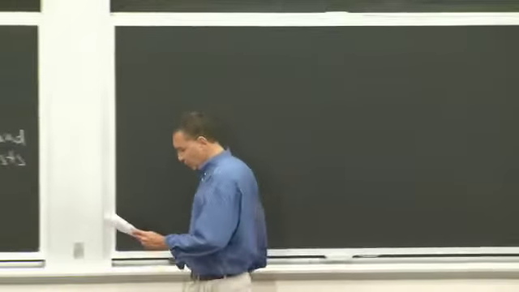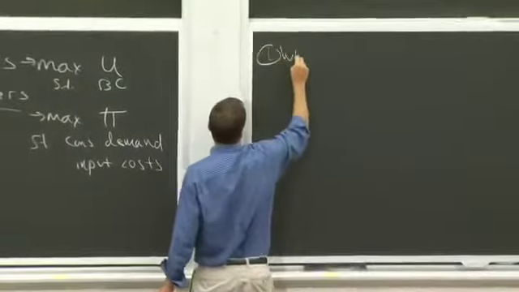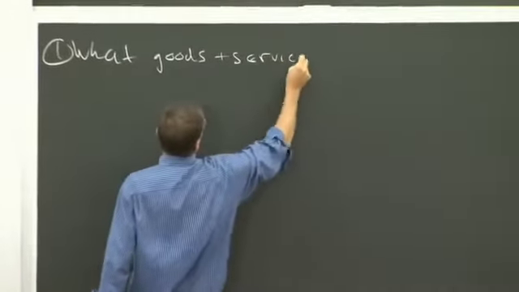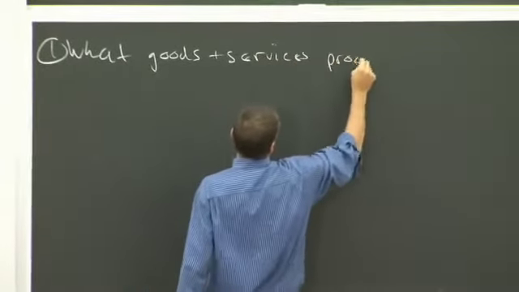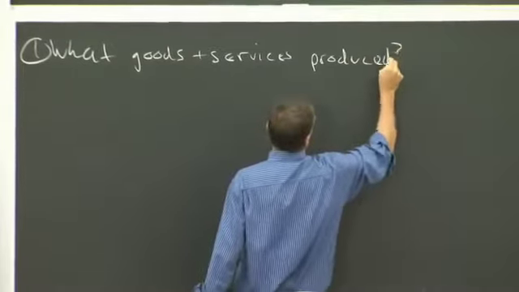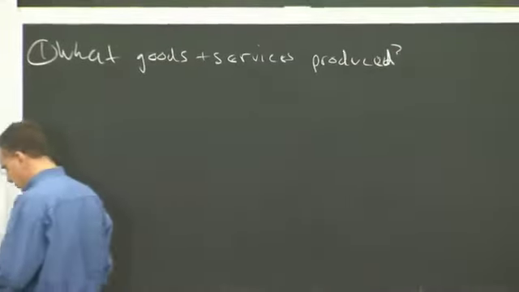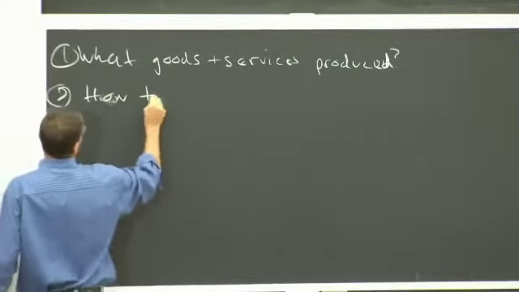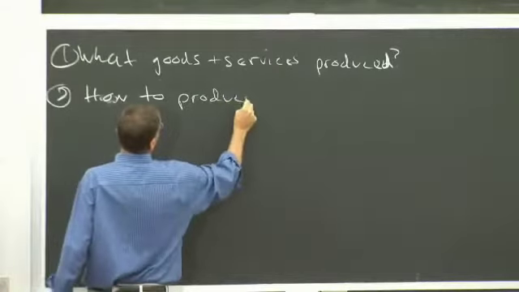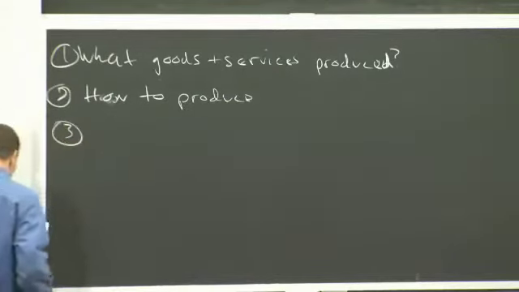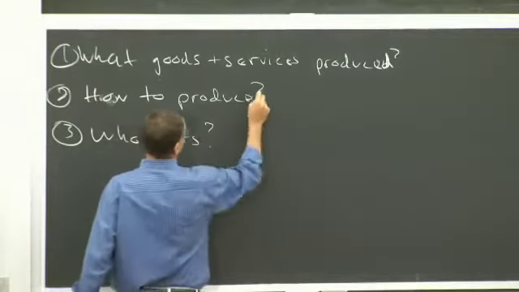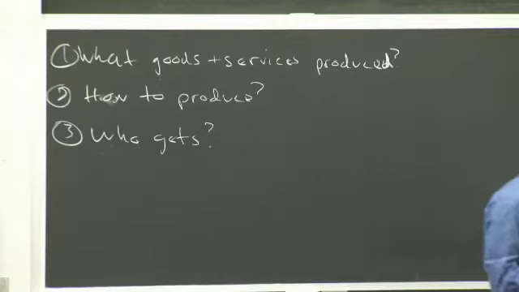Okay? So from these assumptions, we will be able to answer the three fundamental questions of microeconomics. The three fundamental questions of microeconomics will be: What goods and services should be produced? How to produce those goods and services? And who gets the goods and services?